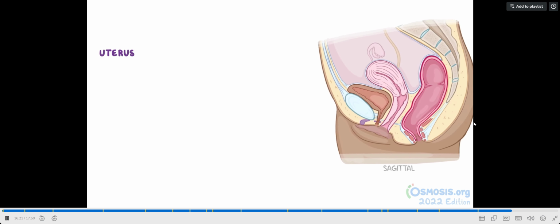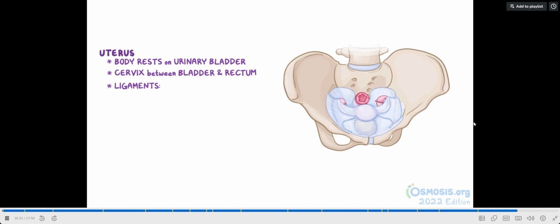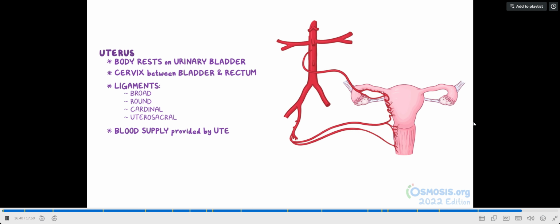The uterus lies in the lesser pelvis, with the body resting on the upper surface of the urinary bladder and the cervix lying between the bladder and the rectum. The ligaments that support the uterus include the broad, round, cardinal, and uterosacral ligaments. The blood supply of the uterus is provided by the uterine arteries, and the veins drain into the internal iliac veins.